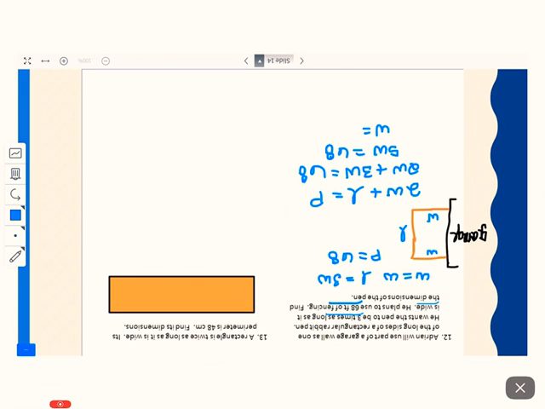Or W equals 13.6. And then L is equal to 3 times that. So the length is 40.8, the width is 13.6, and we need to be careful and make sure we include our units of feet.